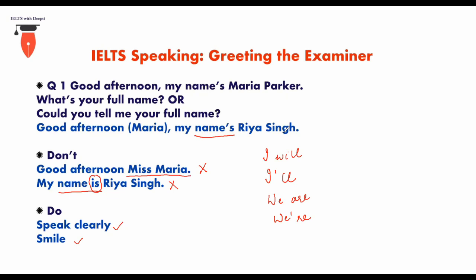Another important aspect of intonation is when you are saying important words in a sentence. Now, in this sentence, your name is important. So you can say it a little louder. So instead of saying, my name is Ria Singh, you can say, my name is Ria Singh. So that little loudness will make you sound more confident. So this is all about the first question. Now let's move to the second question.